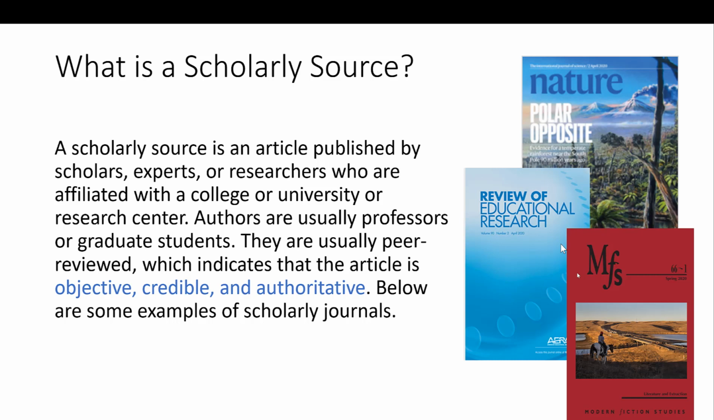Scholarly articles are written by academics, that is, professors, graduate students, or experts in the humanities, social sciences, or sciences. They have a structure to them and very often include data from the research. The sections of a typical scholarly article are abstract, introduction, literature review, findings, conclusion, and references. In this slide, I've included some examples of scholarly journals. They are Nature, Review of Educational Research, and Modern Fiction Studies.